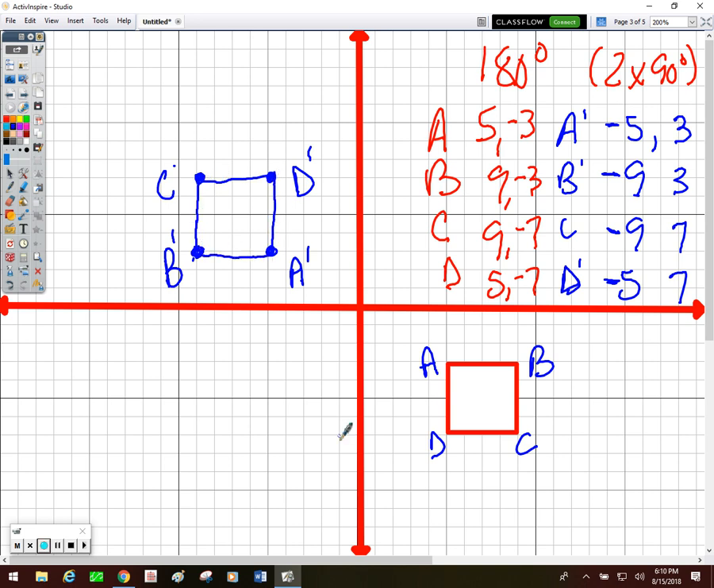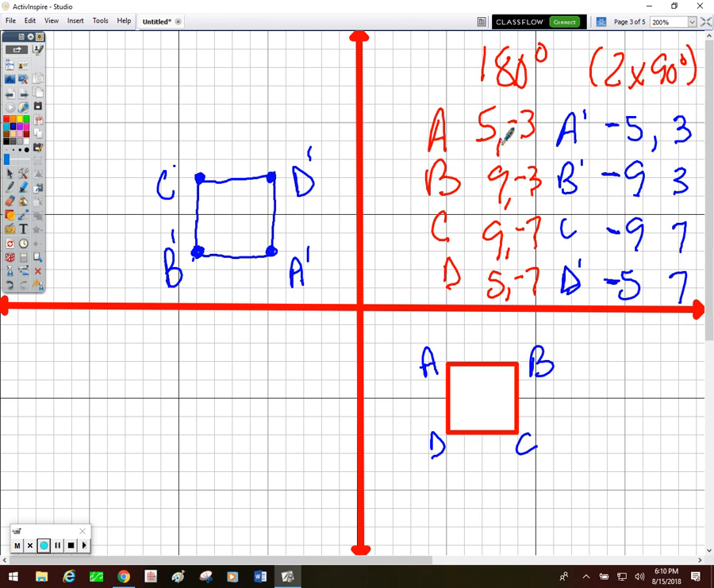So all I did was I rotated 2 quadrants from quadrant 4 into quadrant 2. And if you remember, quadrant 2 has negative x's, positive y. So that will help you out a little bit too. But also just remember, just change the signs. Whatever the signs are, just change them.